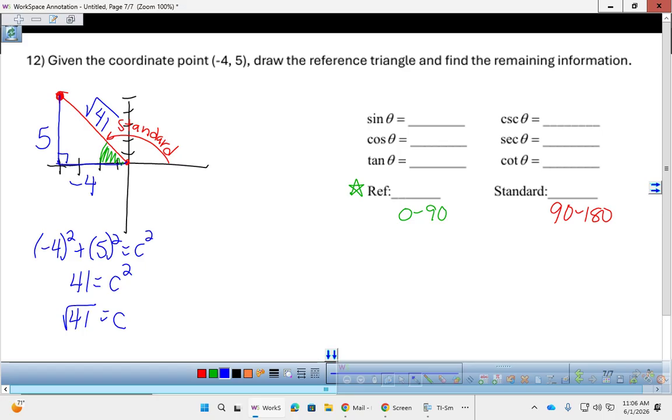Now that I plotted it, I have 2 of the 3 sides. 2 of the 3 sides are the coordinate point itself. Find the third side using Pythagorean theorem. So now, sine, cosine, and tangent come from right triangles, right? So sine is opposite over hypotenuse. Opposite based on the green angle. Okay, so your reference angle is what you're referring to when you're using all these things. So opposite of the green angle is 5, and the hypotenuse is root 41.